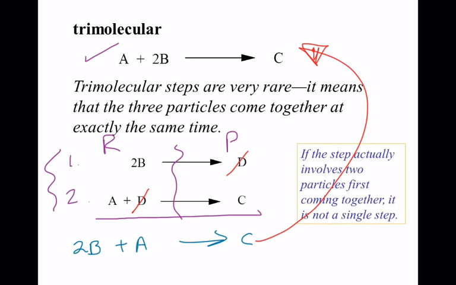So one thing before I move on, we're going to talk about intermediates. I love intermediates. Do you see where D is formed here and it's consumed here? It's formed in one elementary step but consumed in another elementary step. It doesn't show up in the overall reaction. That is what we call an intermediate.